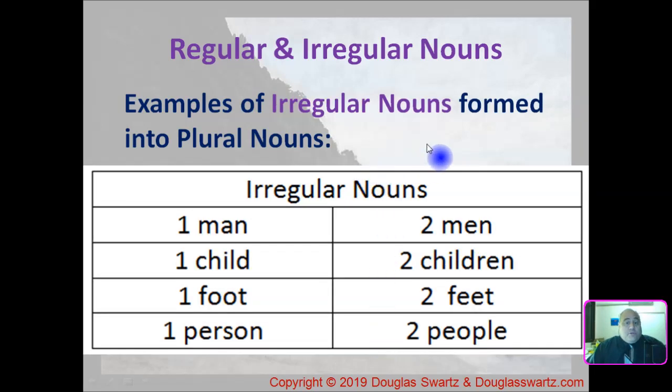Irregular nouns are formed into new words. The first example is 1 man, 2 men. 1 child, 2 children. 1 foot, 2 feet. 1 person, 2 people.